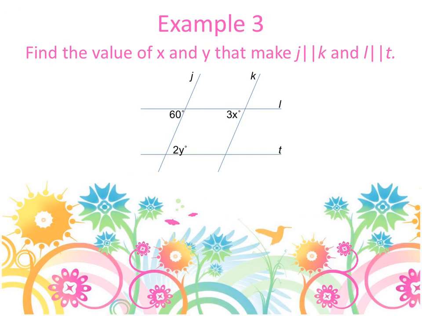So regardless of the shape, they would have to have the parallel marking to know if it's parallel. To know, yes, unless you're proving it, using one of these. Okay, so find the value of x and y that make J parallel to K and L parallel to T. So I've got two sets of lines working here. J to K is here, right? And there's two transversals. If I look at this transversal, what relationships are established?